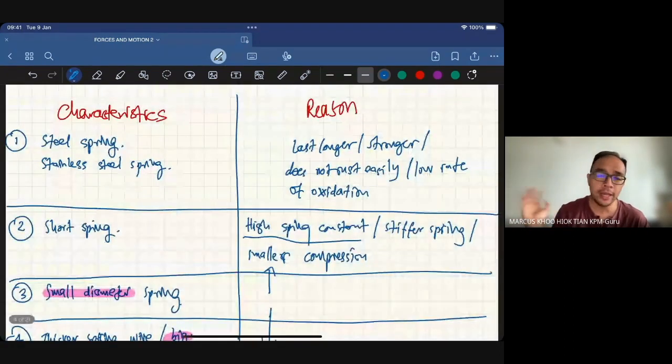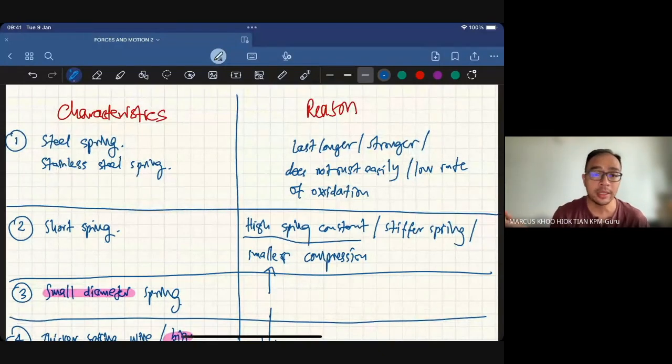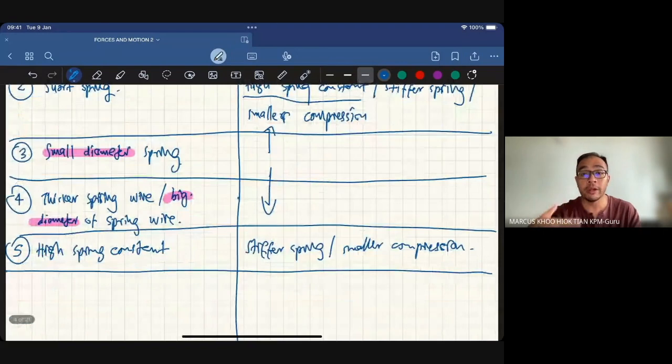Or if you want to write the same reason for all, actually I don't think it's a problem to write the same reason. But I think it's a good idea to have more than one kind of reason, although they all mean the same thing.